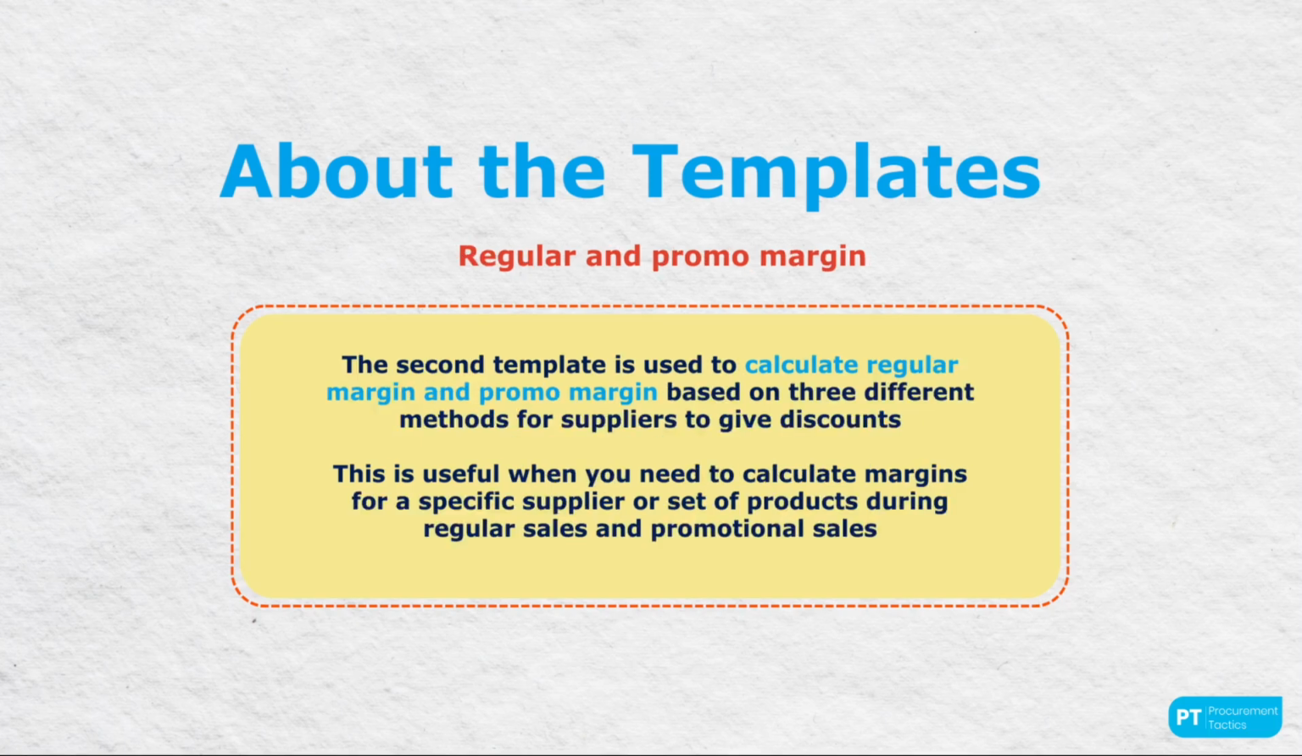The second spreadsheet template is a bit more complex, but don't worry, as we will break it down for you step by step. This template can be utilized when you want to determine the regular margin and the promotional margin of a set of products. Such overviews are useful when you need to calculate margins for a specific supplier or set of products during regular sales or promotional sales. Let's have a look at the different columns and what you can expect.